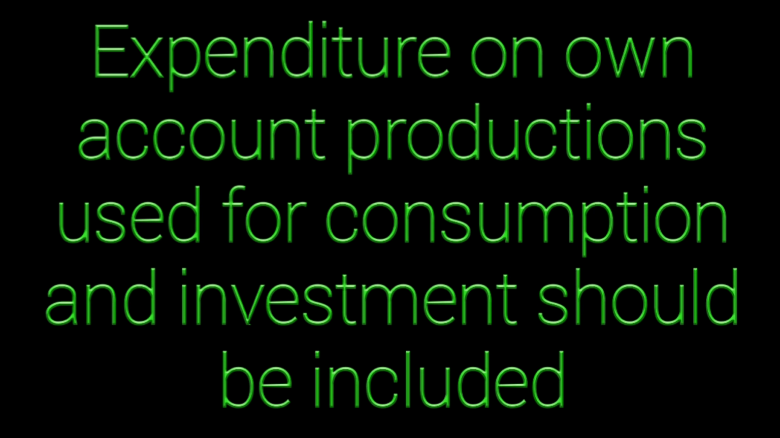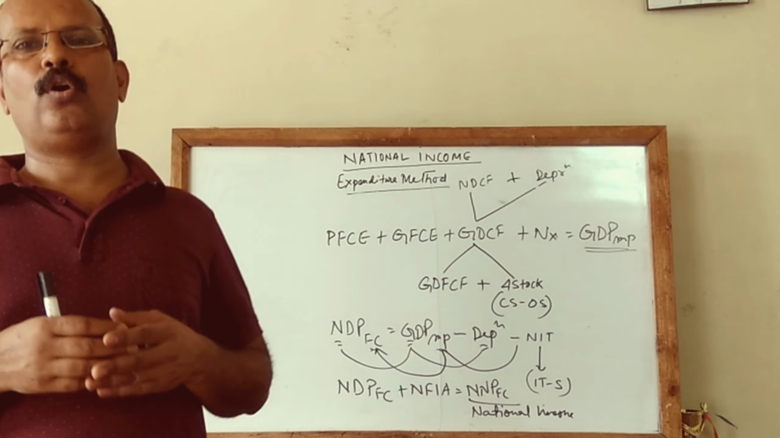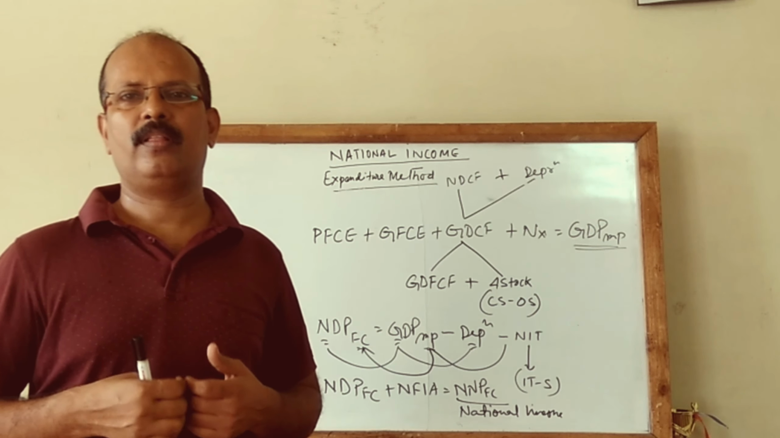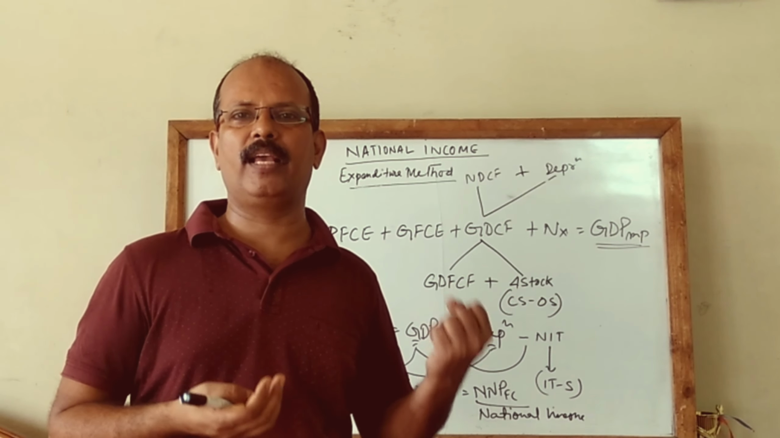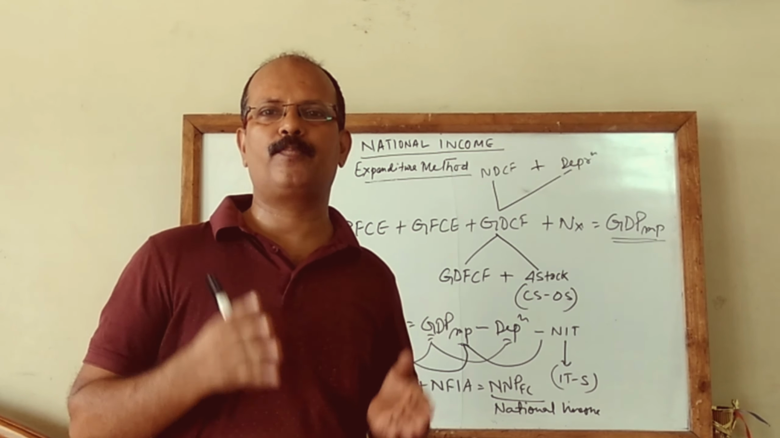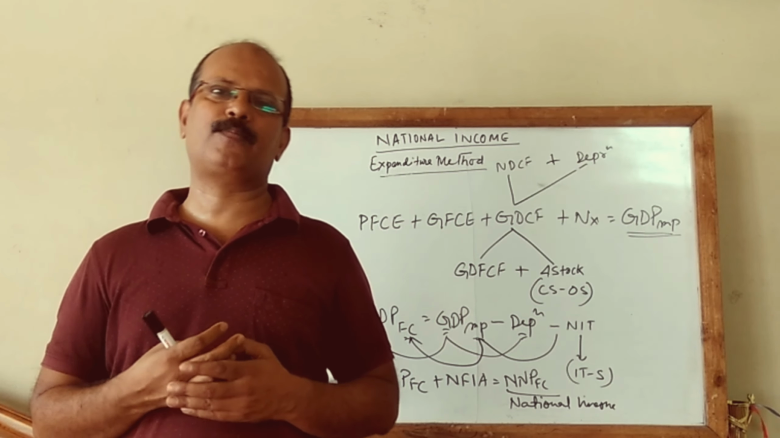Next point is expenditure on own account production used for consumption and investment should be included. Because if we are spending some amount of money for investment purpose or consumption purpose for ourselves, then its value should be included because whoever is using it, the real goods are being produced and consumed or invested. So these precautions should be taken while estimating national income by expenditure method.